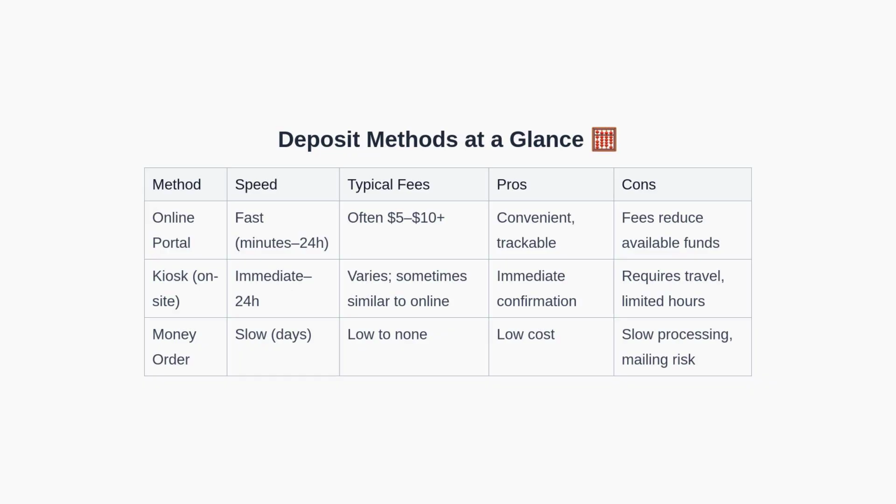Online portals can be fast, sometimes near immediate up to 24 hours, but they often include fees, commonly in the range of $5 to $10 per deposit. Kiosks at the facility may post immediately or within a day and provide physical confirmation, but they require travel and are limited to facility hours. Money orders often have low or no fees, but can take several days to process and carry mailing risks. Always confirm the exact fees, limits, and posting times with the facility.